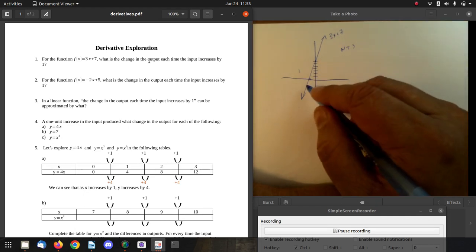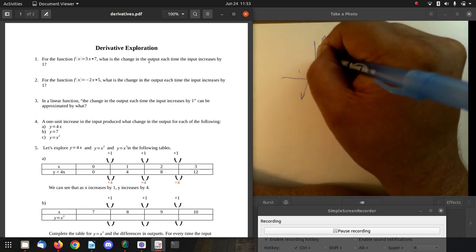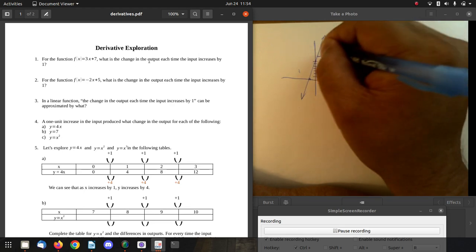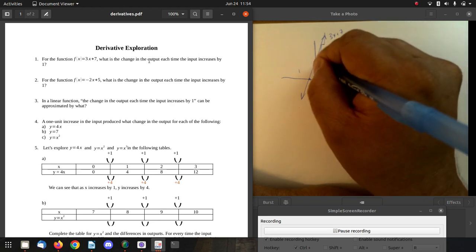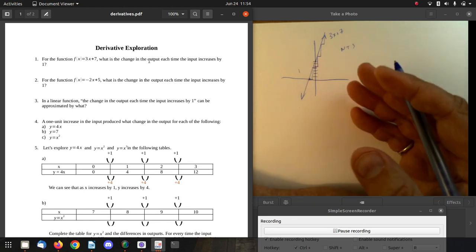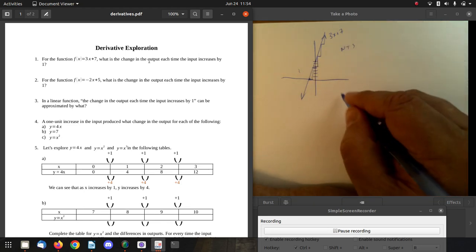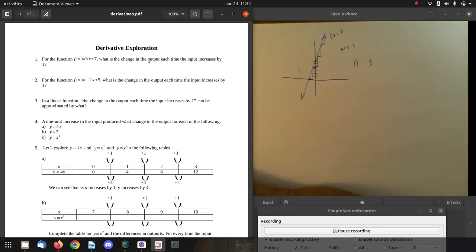And what is the change in each output each time the input increases by 1? Well, each time we increase by 1, we go up 3, right? And each time we increase by 1, we go up 3 again, and so on. Each one of these is a chain. We go 1 unit to the right, we go 3 units up. And so the answer to this one would be 3.